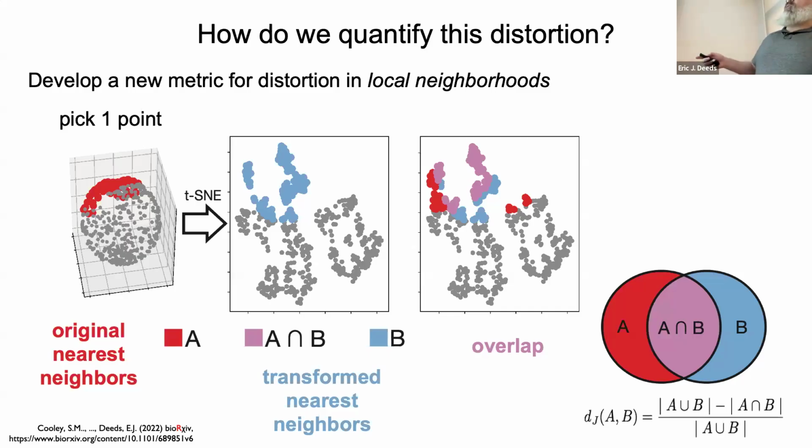When this number is 0, that means that the sets completely overlap. There's no distortion. But when it's 1, that means these sets are disjoint. They're completely different. And we can do that for every point in the data set. We'll talk about how we choose the number of nearest neighbors in a minute. Then we just average this quantity across the whole data set and come up with a statistic we call the average Jaccard distance.